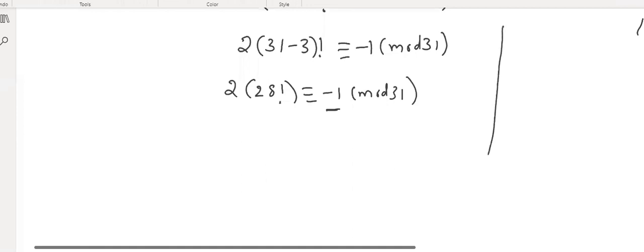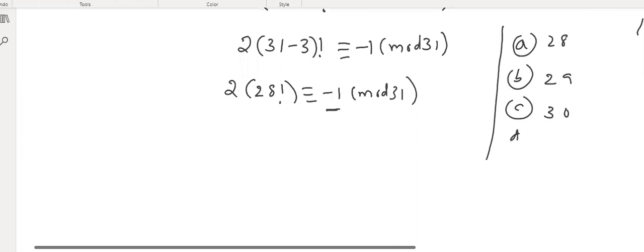But see what options are given. The given options are A 28, B 29, C 30, D 1. So our answer should come from among these. What is asked is: what is the remainder when 2 times 28! is divided by 31? The meaning of this is, see, -31 is given.